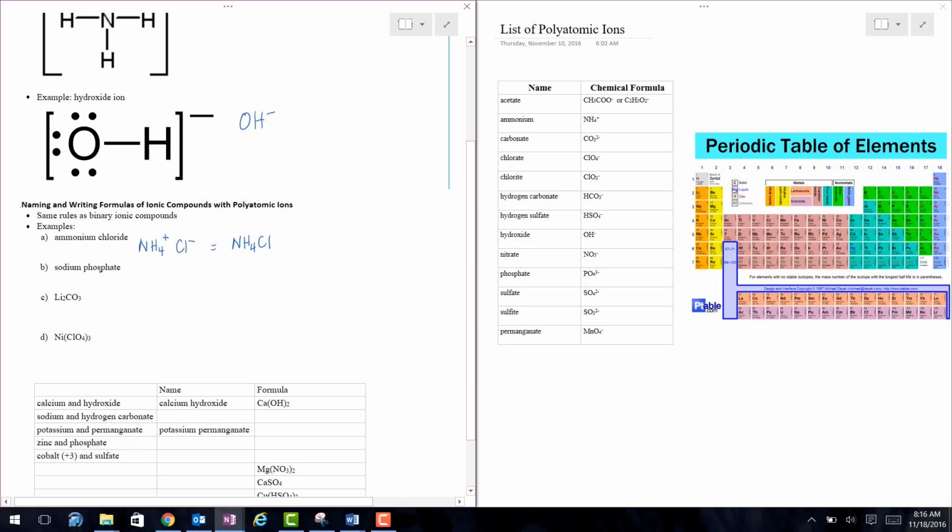In this next example, we've got sodium phosphate. Sodium is a metal, so I can use its position on the periodic table to know its charge. It's got a charge of +1. Phosphate is a polyatomic ion, so I look at the list. Phosphate is PO4 3-. When I do the crossover method here, I know that I need 3 sodiums. So Na3PO4.